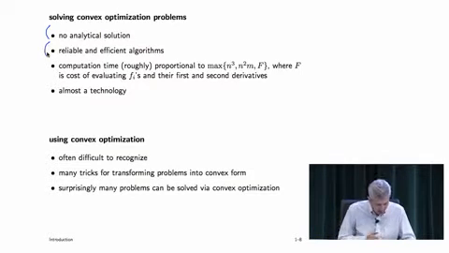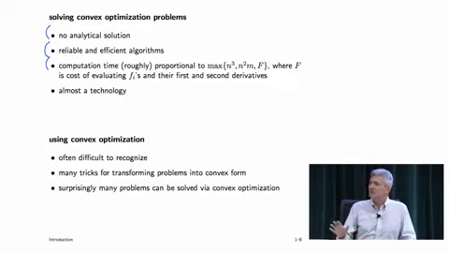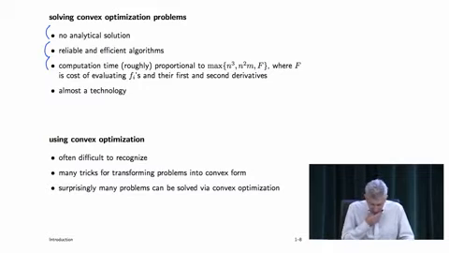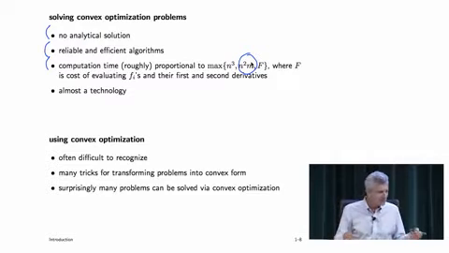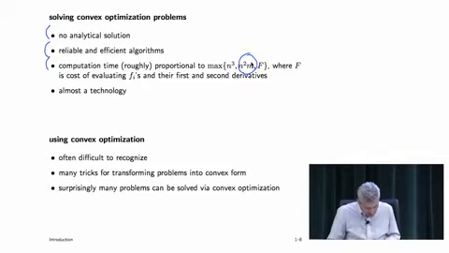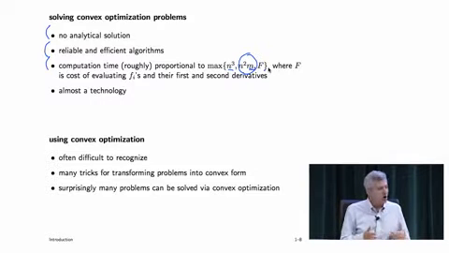But there are reliable and efficient algorithms. And the computation time is roughly the same as something like least squares. It depends, though, on various things, and we'll have a much more nuanced picture of this later in the class. But something like n squared m would come up, depending on the sizes of various things. In general, for example for linear programming, it would degenerate to the numbers I gave, and same for least squares. It's related to the number of variables, that's n cubed, the number of constraints is m, and capital F is the cost of evaluating all the functions and their first and second derivatives.